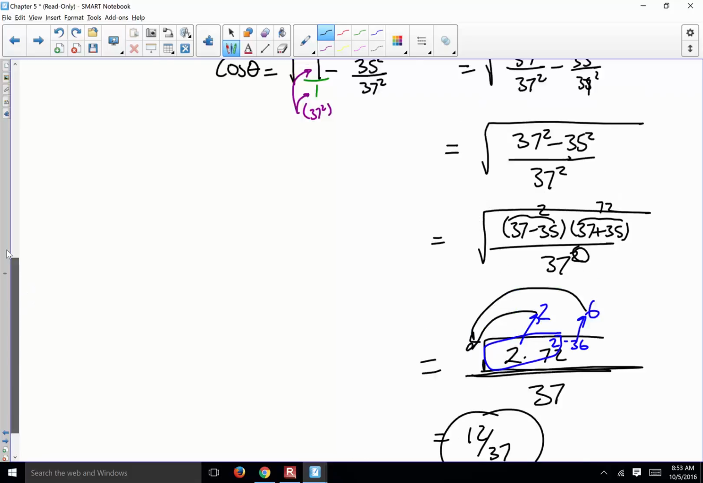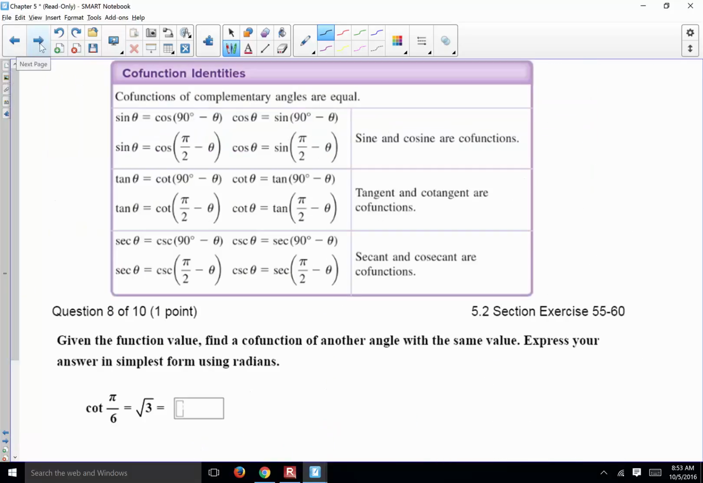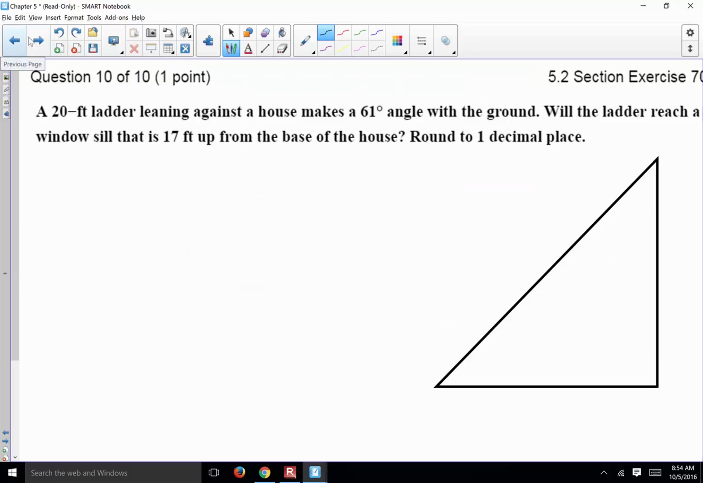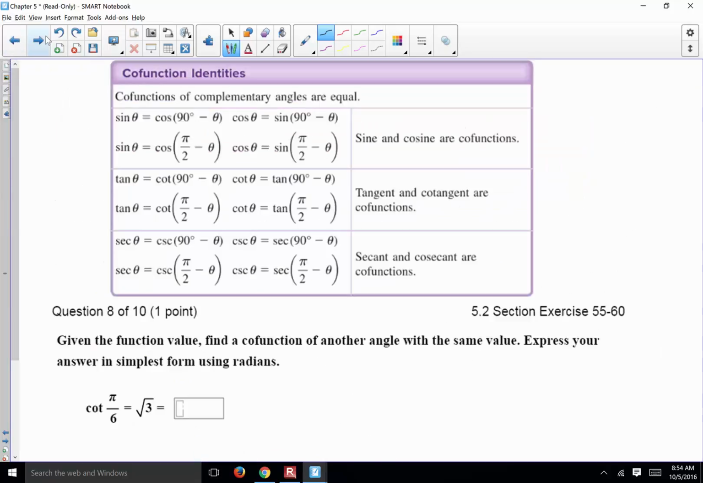Alright, this is where we're going to stop today. We have a little bit left here: 2 more questions, 2 more tables actually, and an application of what we learned into real life. That will be on Friday.